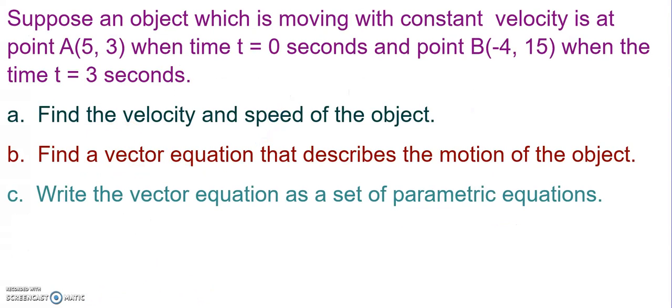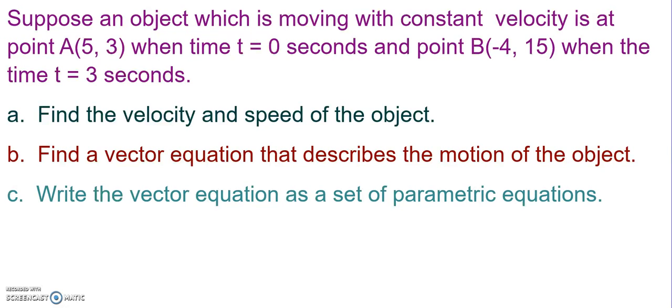So let's do an example. Suppose an object which is moving with a constant velocity is at point A (5, 3) when time t equals 0, and point B (negative 4, 15) when time t equals 3. We want to find the velocity, find the speed of the object, find a vector equation that describes the motion of the object, and write the vector equation as a set of parametric equations.